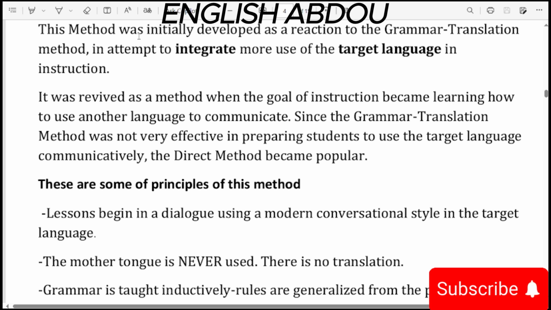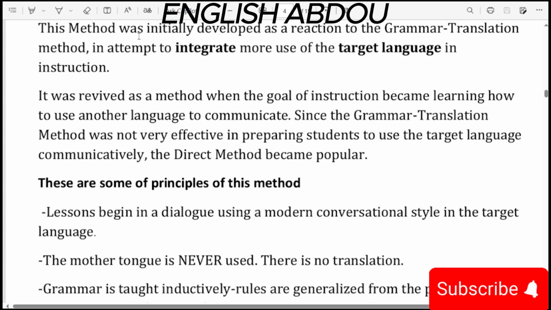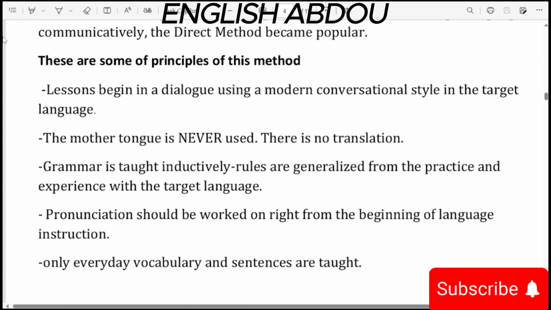And this method is like a natural approach, okay? As we will see here in its principles, lessons begin with a dialogue using a modern conversational style in the target language.